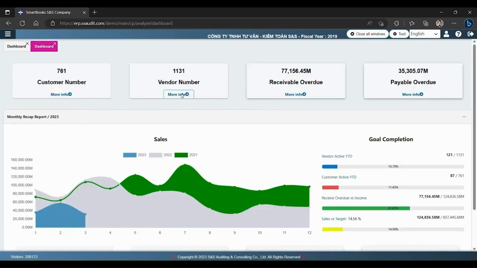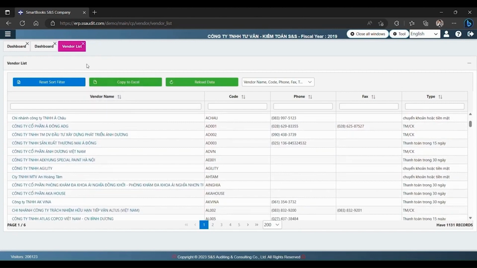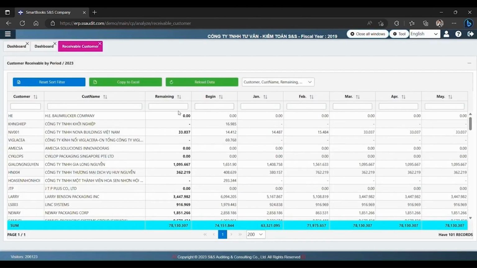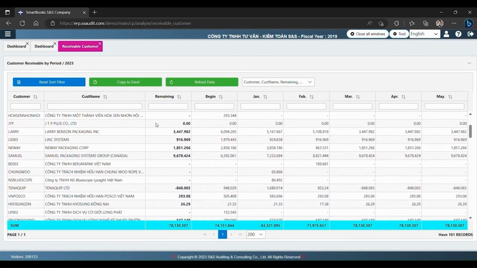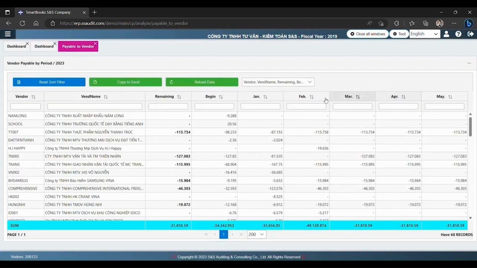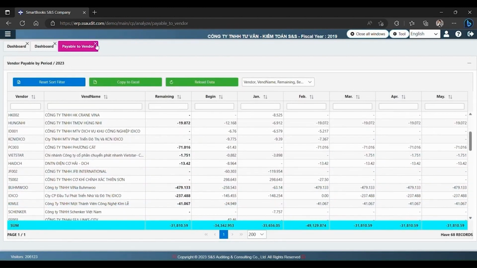Vendor number. Total vendors. More info is linked to vendor list. Receivable overdue. Receivable amount would be overdue. More info is linked to receivable customer report. Payable overdue. Payable amount would be overdue. More info is linked to payable to vendor report.